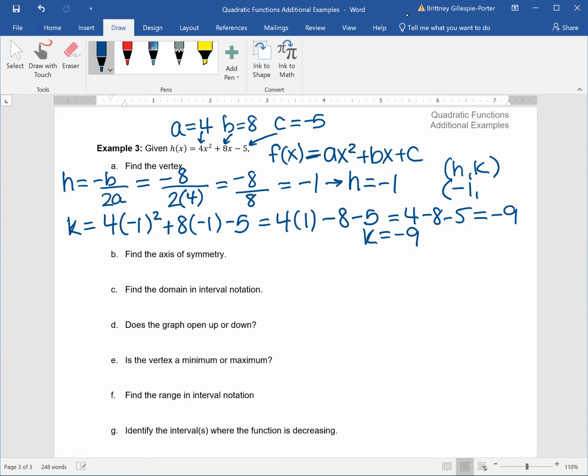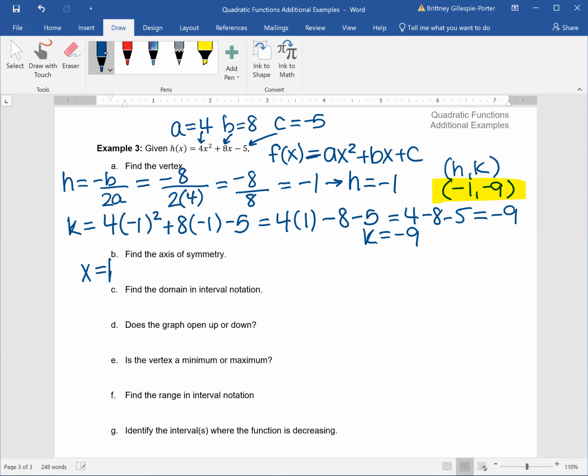If we found our vertex, we found the axis of symmetry. Remember, axis of symmetry is in the form x equal to h. It is our vertical line through the vertex. So we're going to have x equal to negative 1, because that was our h coordinate, or the x coordinate of the vertex.